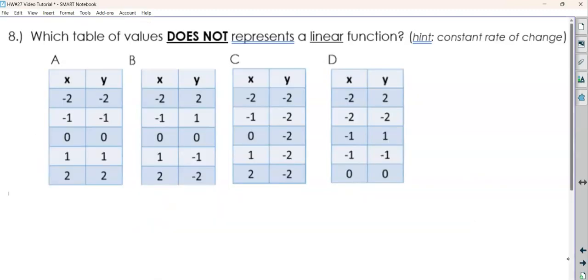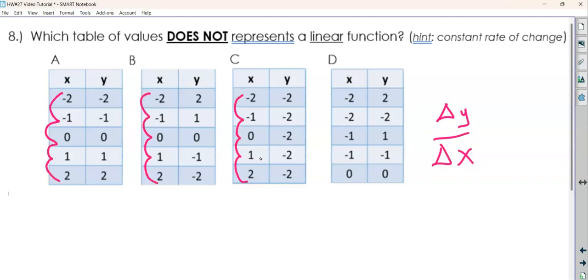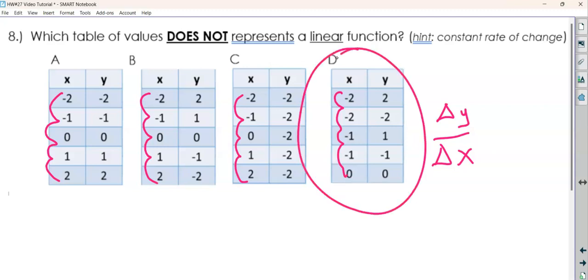Number 8, which table of values does not represent a linear function? Now you can be a function, but that doesn't make you linear. So this one we are looking for a constant rate of change, a constant pattern for the y's, a constant same pattern for the x's. So we can see here we're going up by ones. We're going up by ones. We're going up by ones. This one is not going up by ones. You see that? So this one cannot be a linear function.